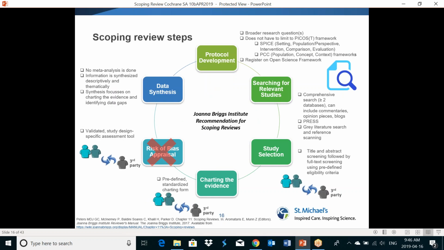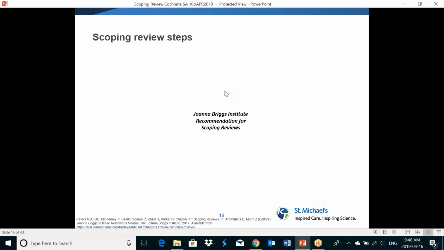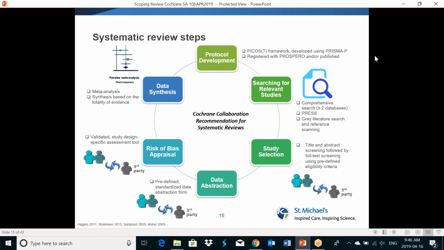This one. Okay. So if you see the funnel here, this funnel is the same funnel for systematic reviews, which we're all familiar with. The only differences are, for a scoping review, you're always going to start with a protocol, but instead of using the specific PICO framework, you're likely going to use a broader framework, such as population, concept, and context. That's what the Joanna Briggs Institute recommends. So you're going to use a broader research question.